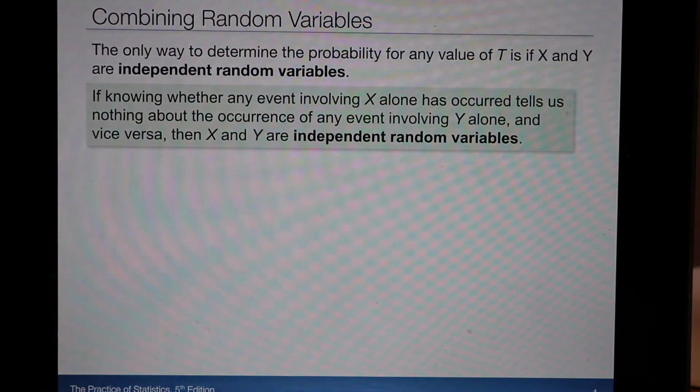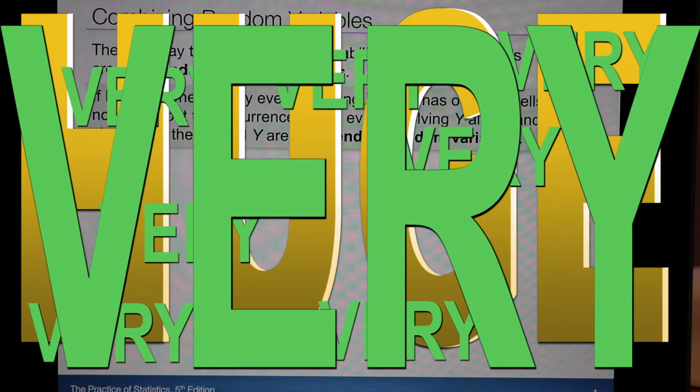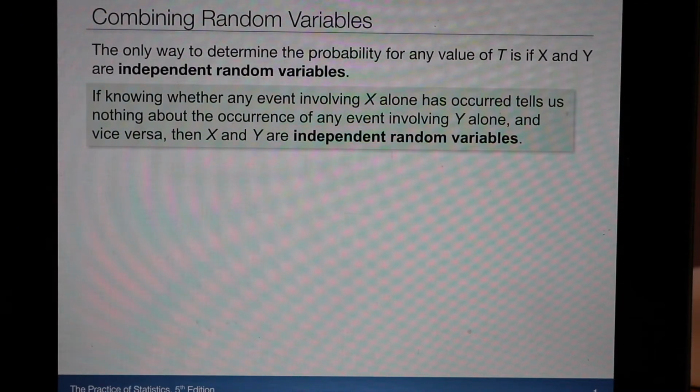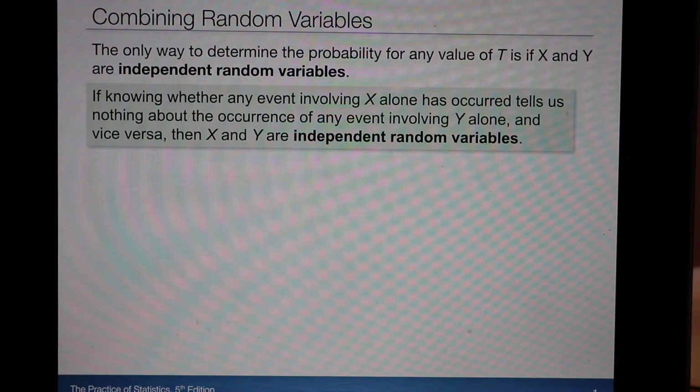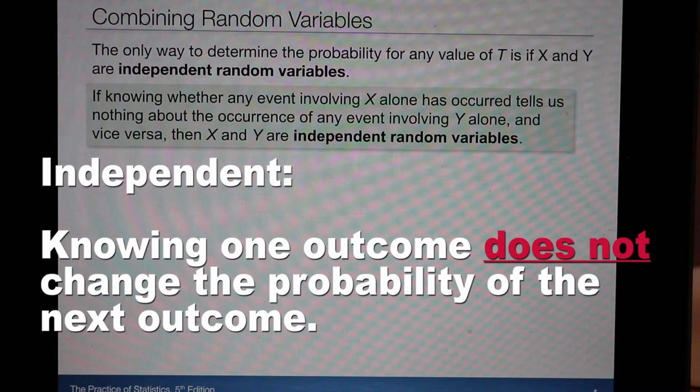But before we do that, we have to do something huge. This is very, very important. Independence is very important when you are combining random variables. We're going to be introduced to an idea that only works if you know that the multiple random variables you are combining are independent. Remember that independent means that the outcome of one event does not change the outcome of the next. They have nothing to do with each other.